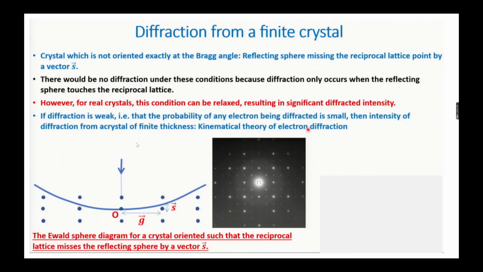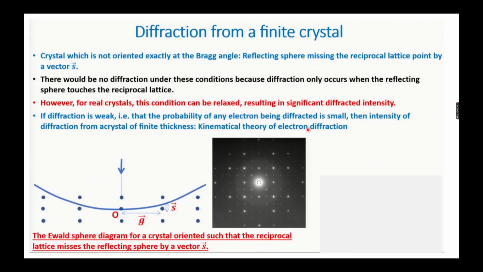Also, for the diffraction to happen, your reciprocal lattice should touch your Ewald sphere. So till now we have seen only that for diffraction to happen, you need to satisfy Bragg's law, but apart from this there is also another condition: the diffraction will occur, and you can see the diffracted spot, only when the Ewald sphere touches the reciprocal lattice. Okay, so here you can see the real crystal.